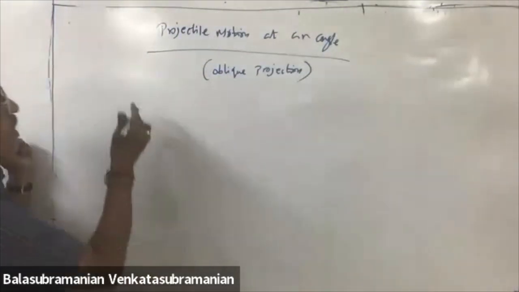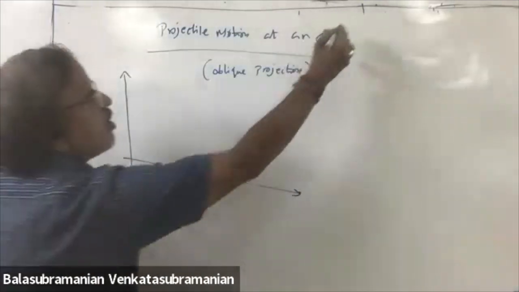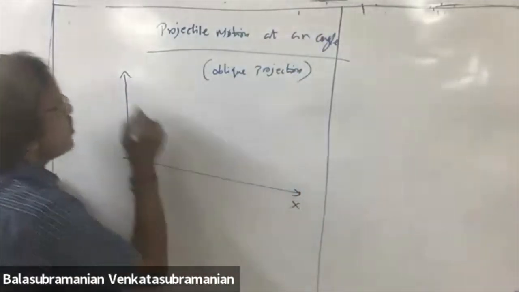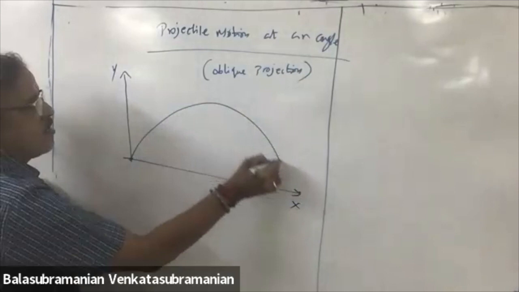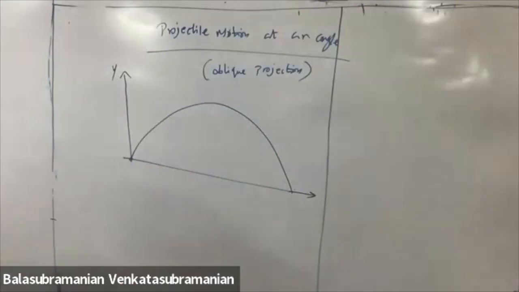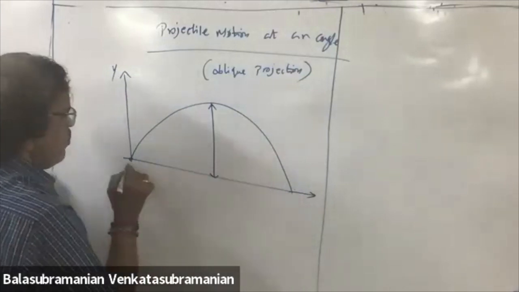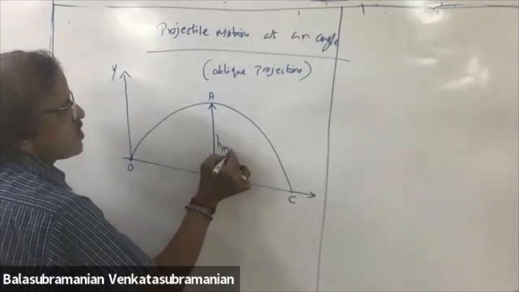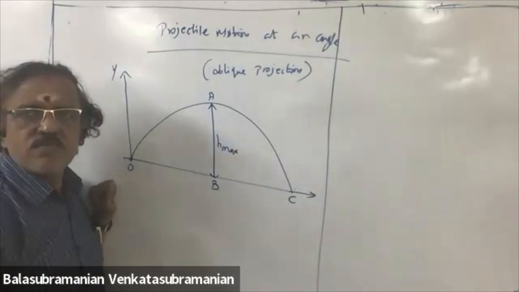Here we are doing oblique projection. With X and Y axes, the body starts its projection from this point, reaches a maximum height, and comes down here. O, A, B, this is C. This is the maximum height attained by the body, H max.